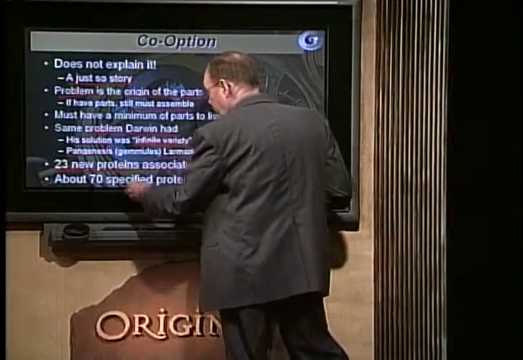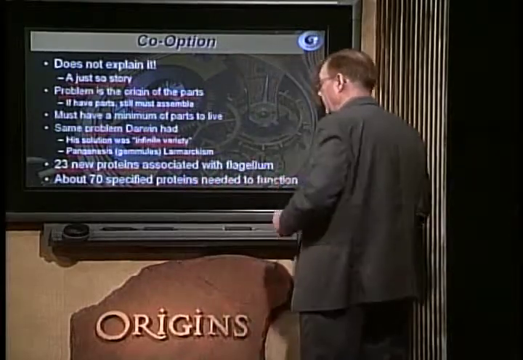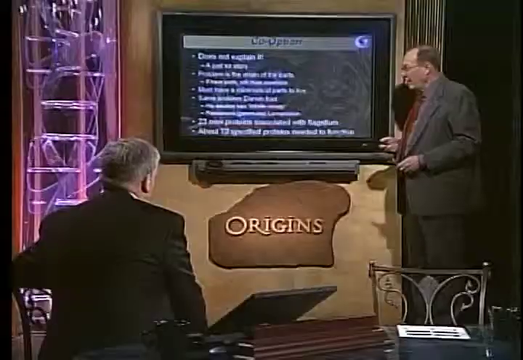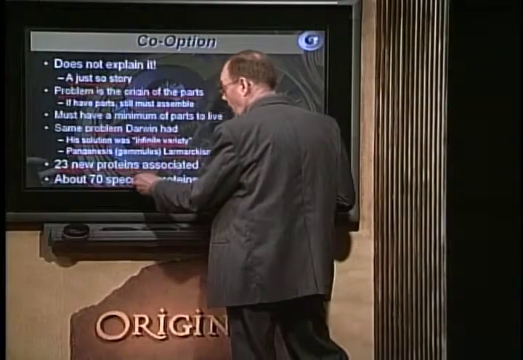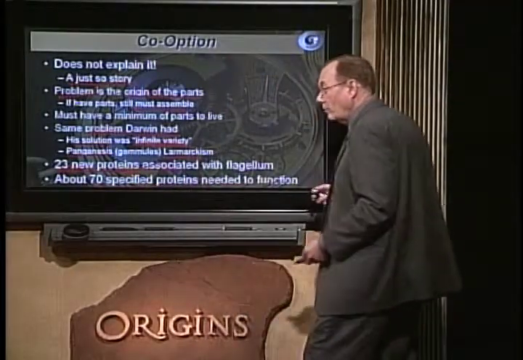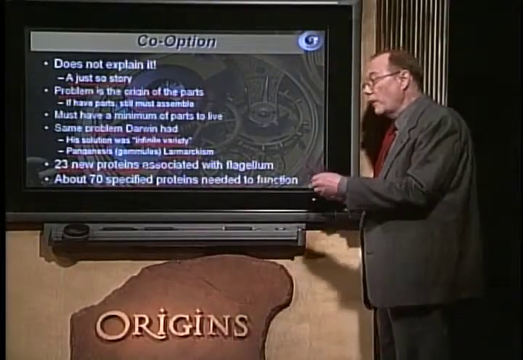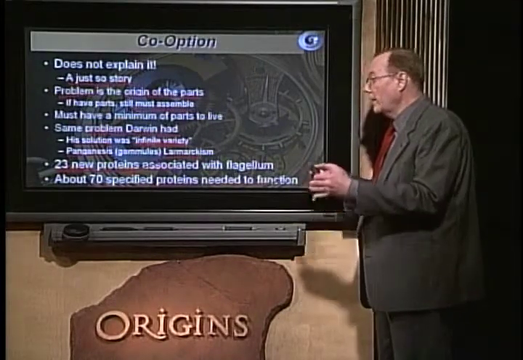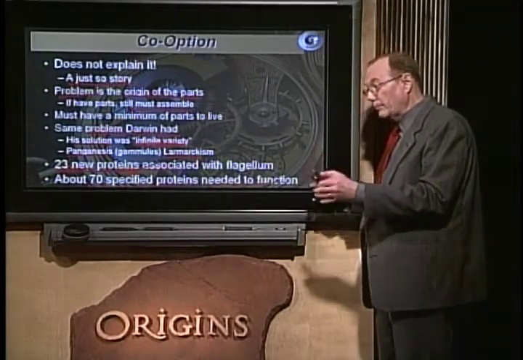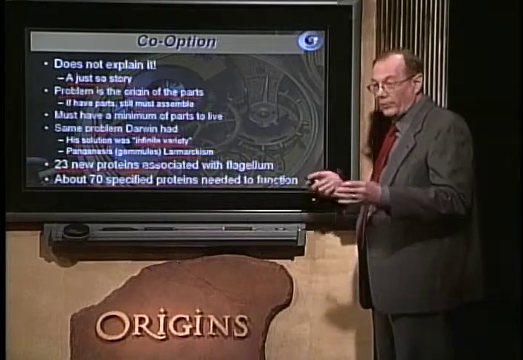And about 70 specified proteins are needed for it to function. It takes 70 different proteins. 70 different proteins. Perfectly assembled in the right order and in the right space in order for this to work. If you have too many of these proteins, you have a problem. You have too few, you have a problem. You have to have close to the right number or very close to the right number, and they have to be assembled at the right place, at the right time, in the right amount before it functions.